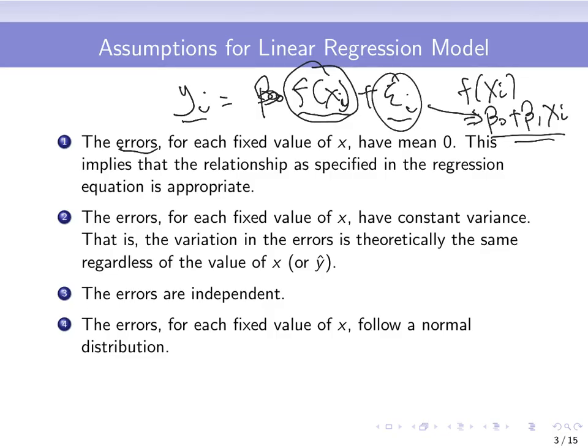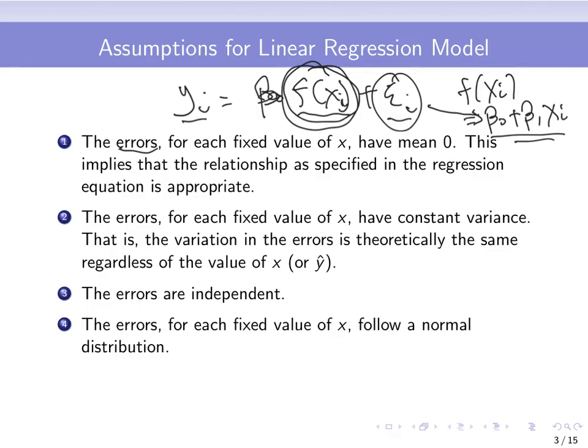You could decide, depending on your particular situation, to have a squared term added, or in later modules, we'll look at more complicated versions of the model. So if you have mean 0, it means that this form of the relationship is appropriate.